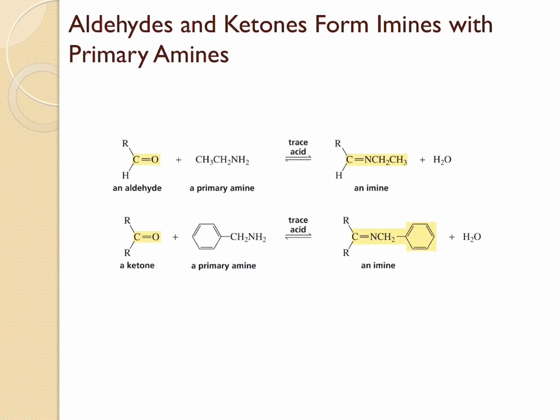When aldehydes or ketones react with primary amines, what they form is an imine. Imines are compounds which have a double bond between carbon and nitrogen. They can also be called Schiff's bases. Now, in order for this reaction to happen, you need to have a trace amount of acid. Let's see in the mechanism how this acid is being used.